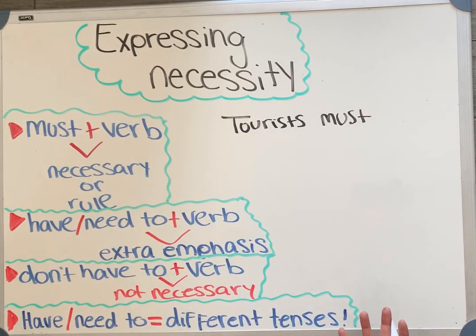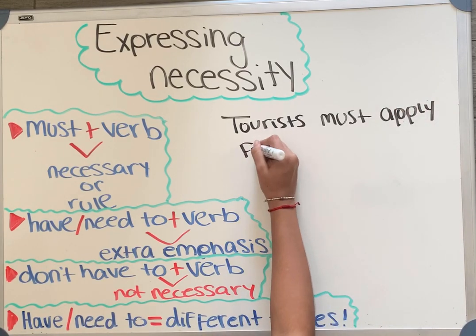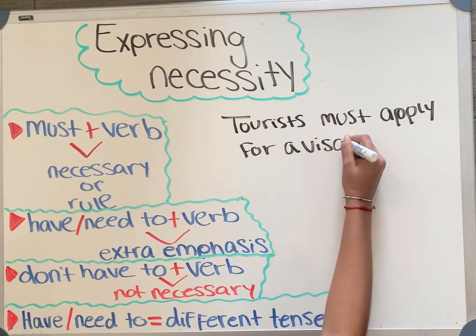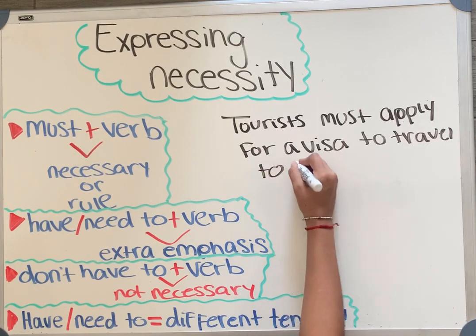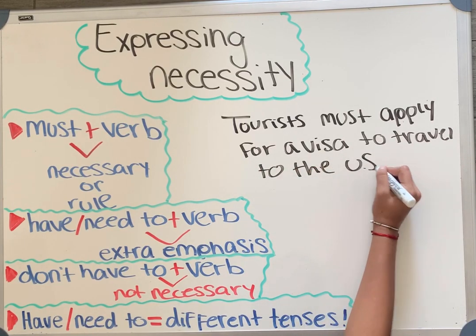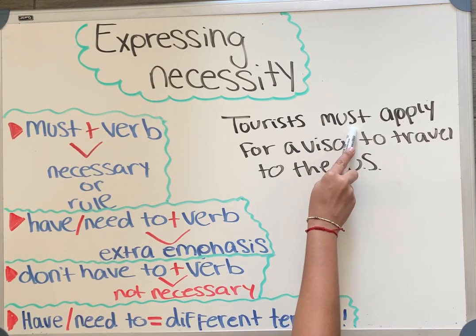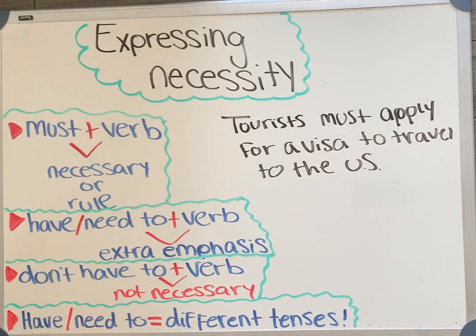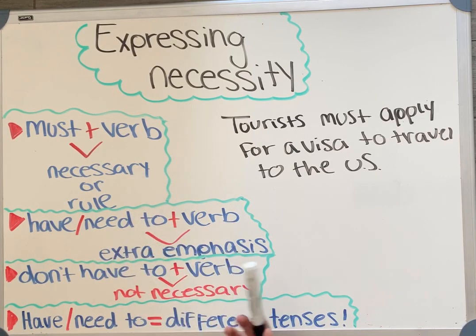I'm going to say apply for a visa to travel to the US. Okay? Tourists must apply for a visa to travel to the US. Los turistas deben aplicar para una visa para viajar a los Estados Unidos. Okay? So I'm marking here that that is necessary, and it's a rule from the government, from the US. Okay? You have to do that.